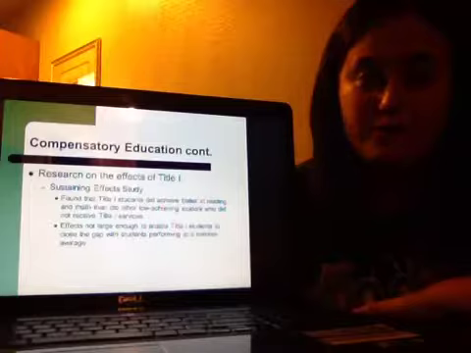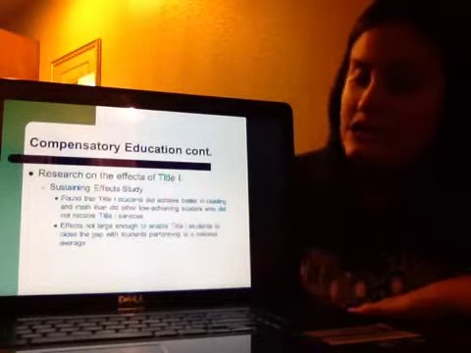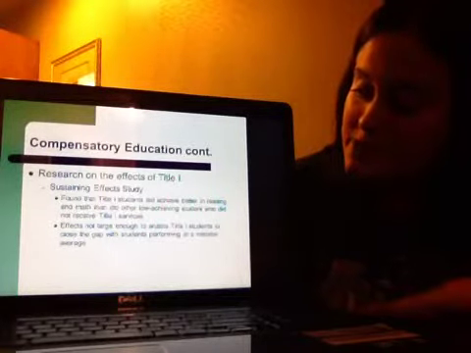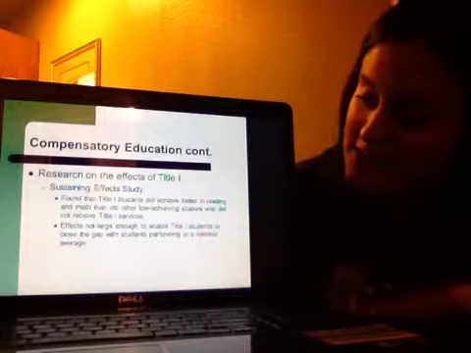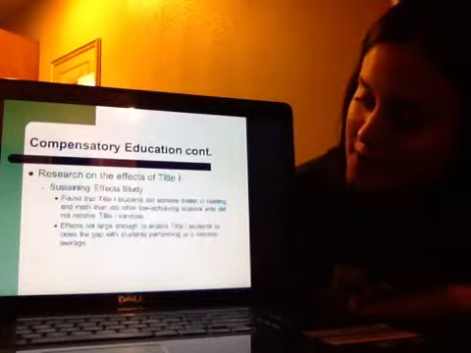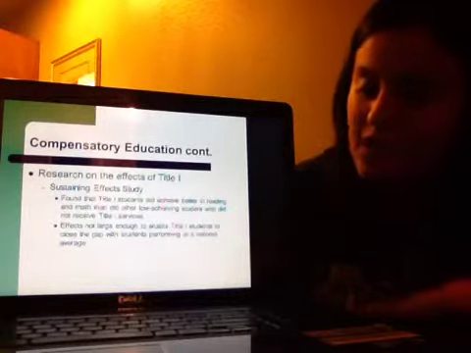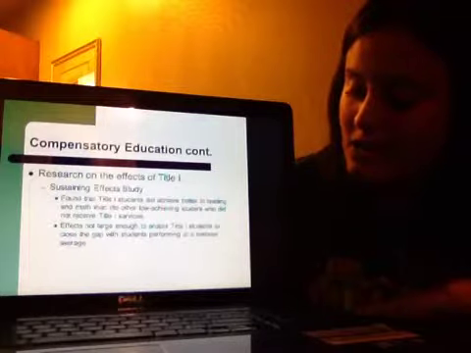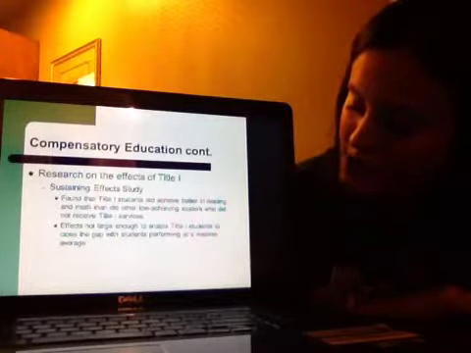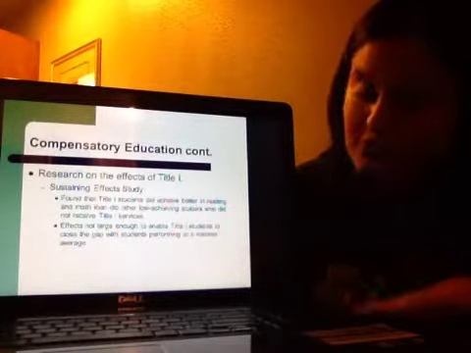There have been a couple of research studies done about compensatory educational programs. One that's discussed in the book is called the Sustaining Effects Study. It found that Title I students did achieve better in reading and math than other low-achieving students who did not receive Title I services. It also states that the effects were not large enough to enable Title I students to close the gap between themselves and students performing at a national level.